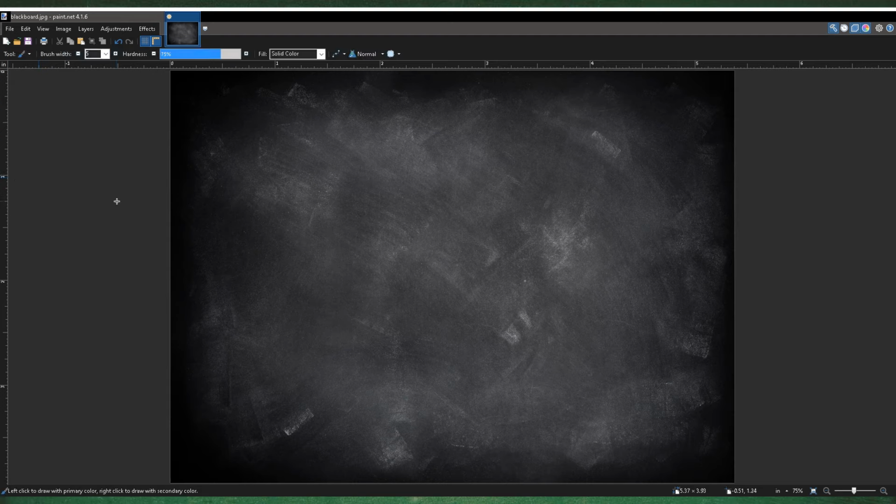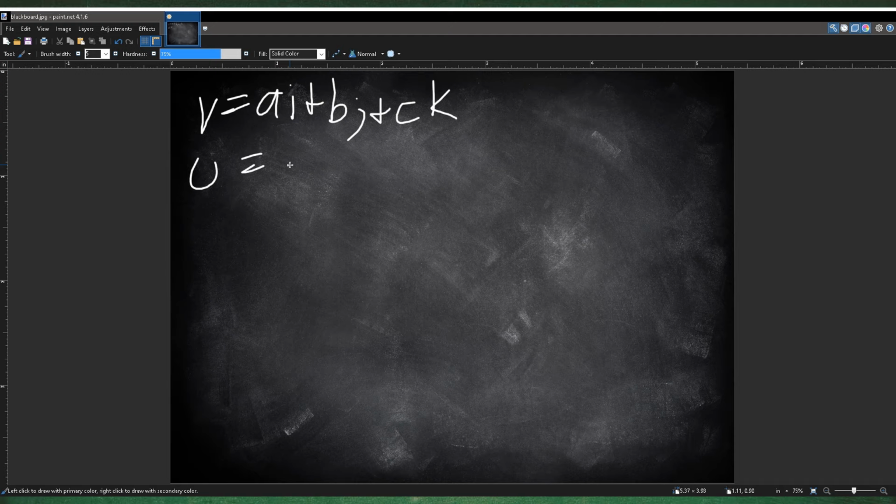Now let's move on to the properties of 3D vectors. This is similar to 2D vectors, but now we just have the z-axis. So we have vector v equal to ai plus bj plus ck, and u is equal to di plus ej plus fk.